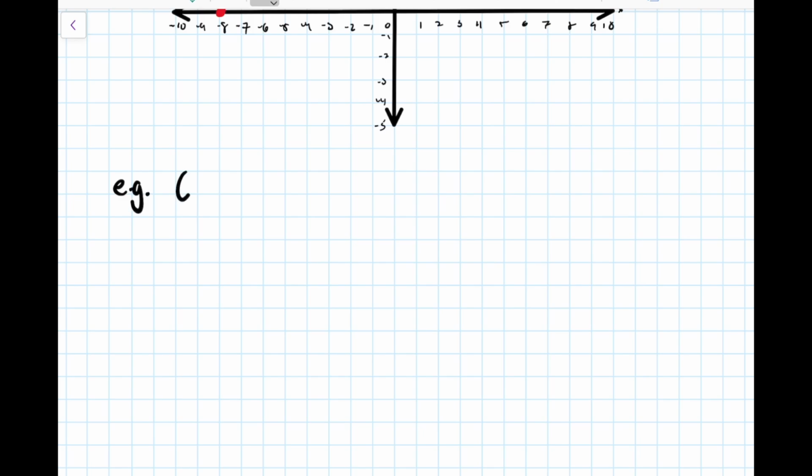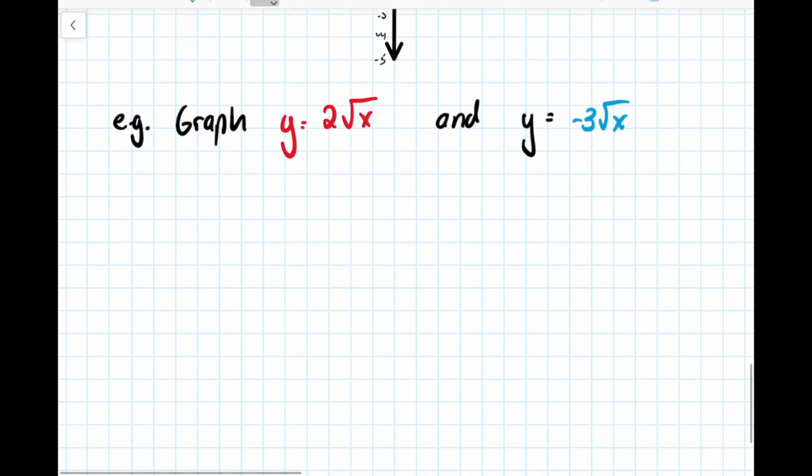All right, so we're going to put 2 graphs on our next one. So we're going to do y equals 2 root x, and we're also going to do y equals negative 3 root x. So you'll notice, again, our x values, we can go back to just using 0, 1, 4, and 9. And we're going to be able to do that for both of these.